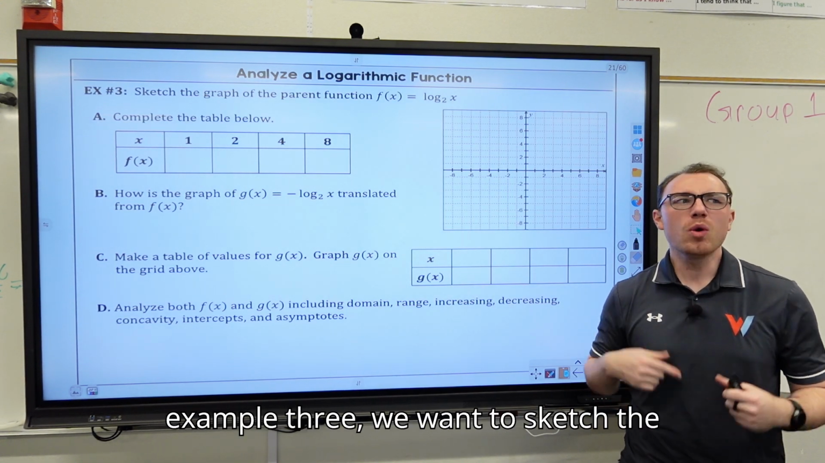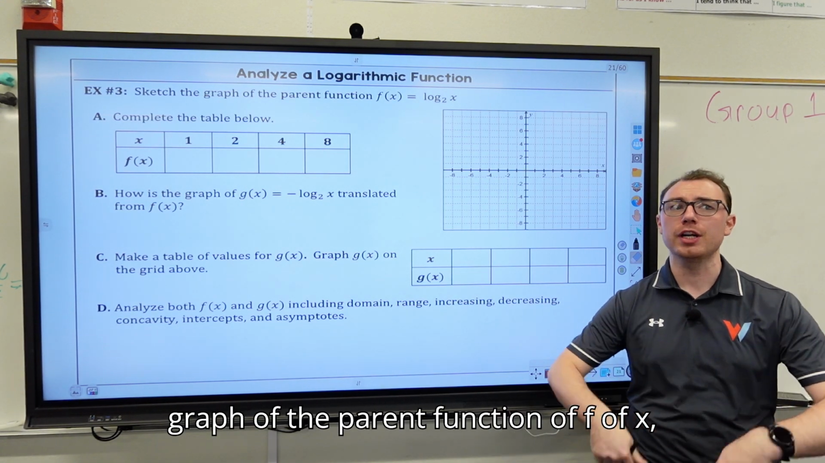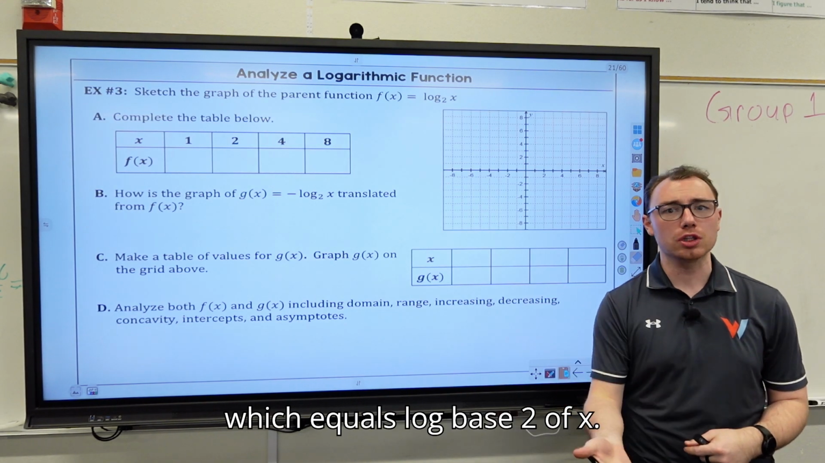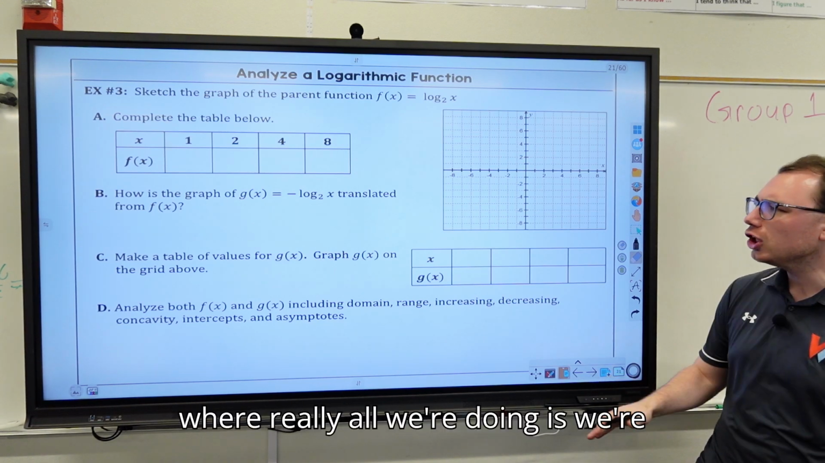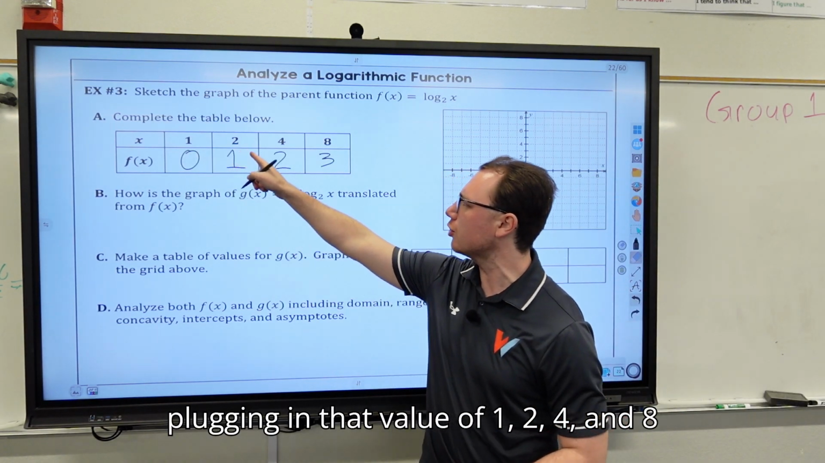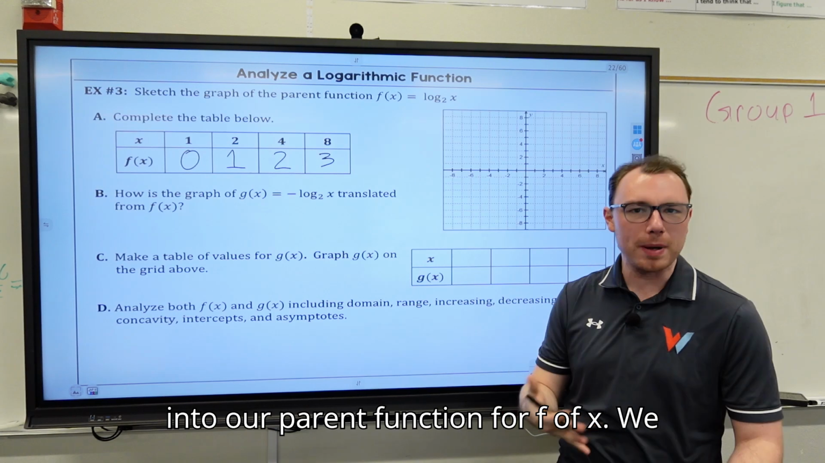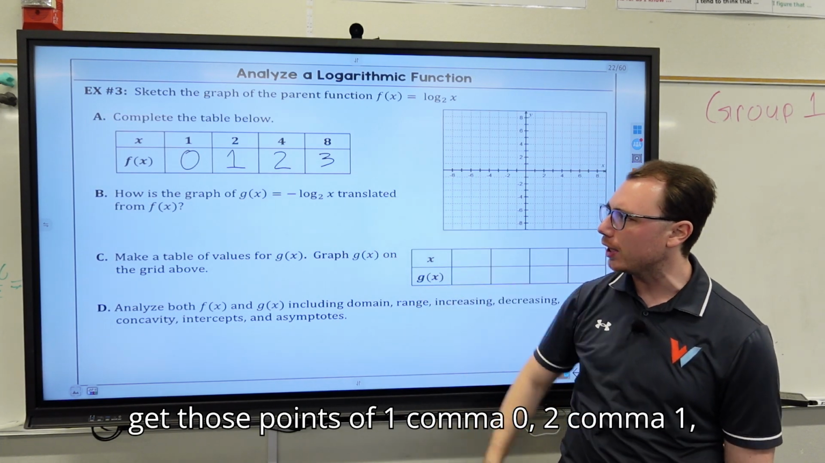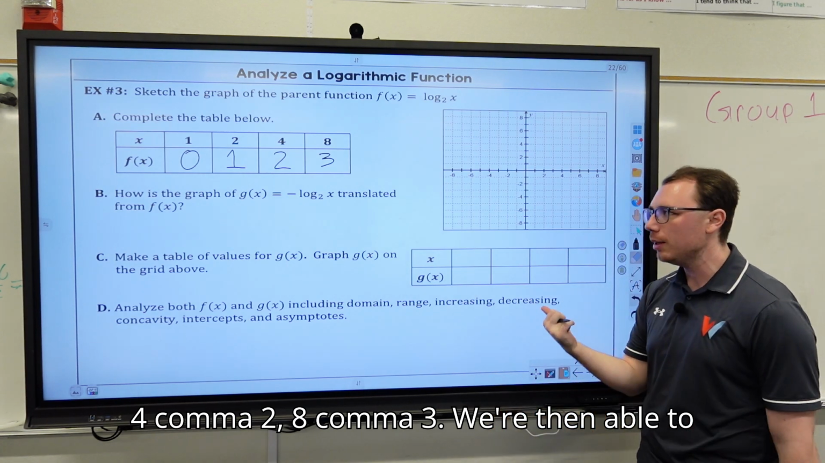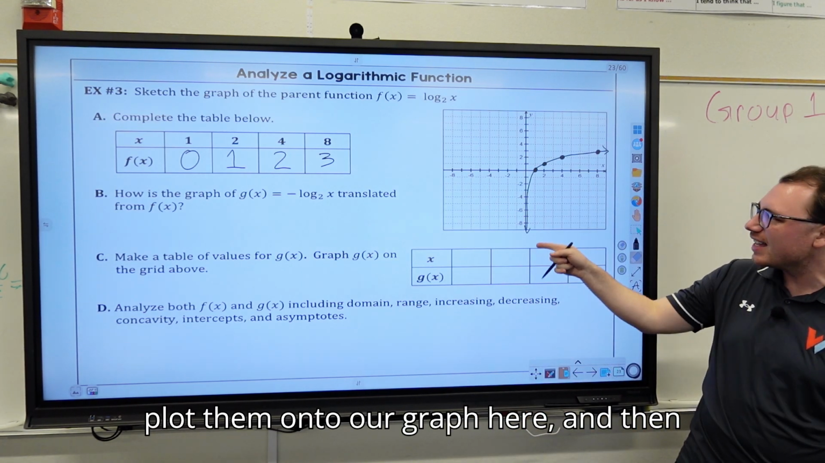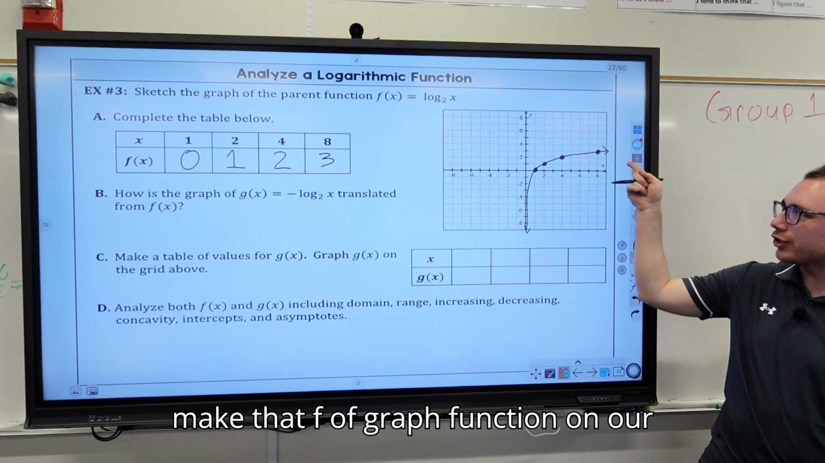In example 3, we want to sketch the graph of the parent function f of x equals log base 2 of x. First, let's complete that table below, where really all we're doing is plugging the values 1, 2, 4, and 8 into our parent function for f of x. We get the points (1, 0), (2, 1), (4, 2), (8, 3). We're then able to plot them onto our graph here and make that f of x function on our grid.